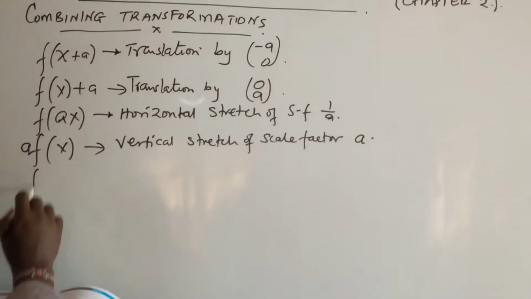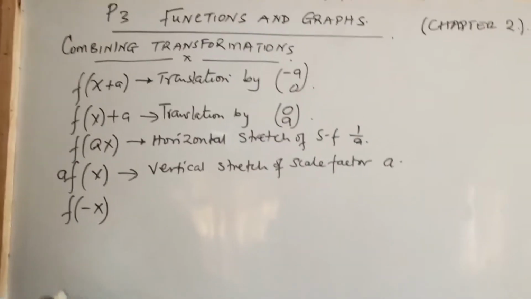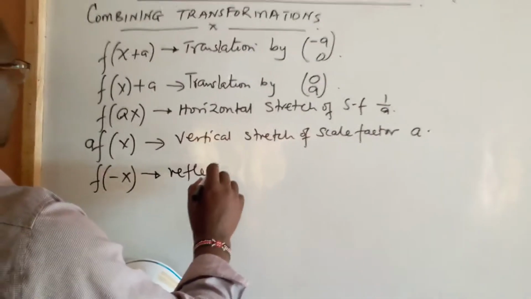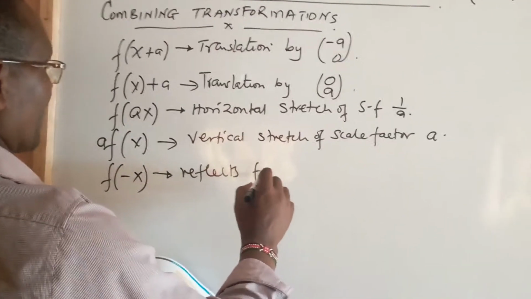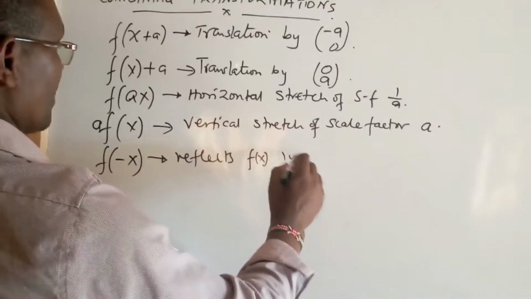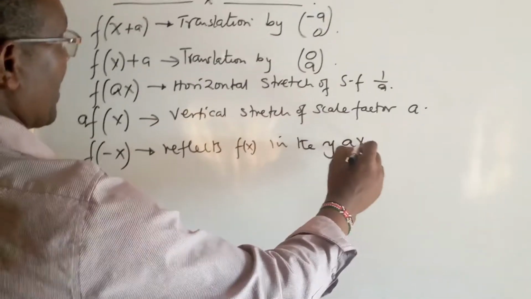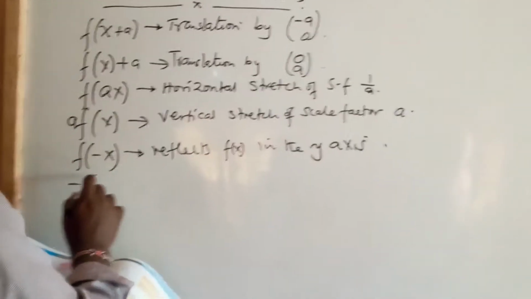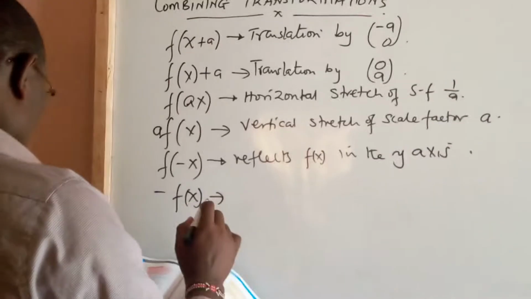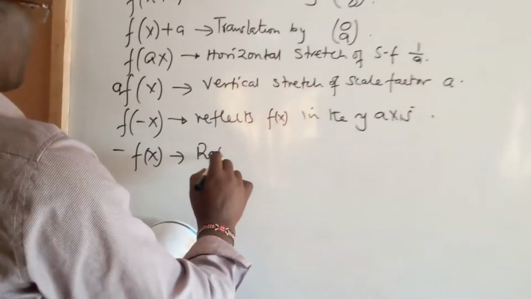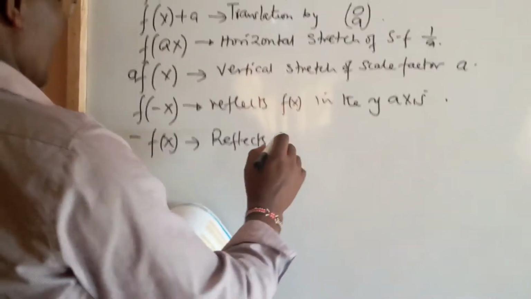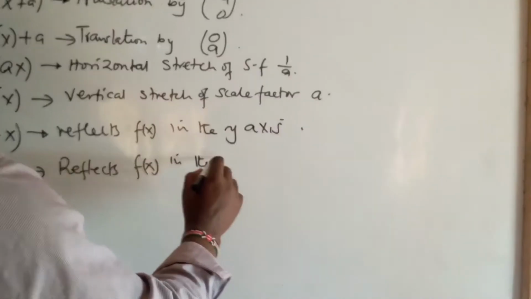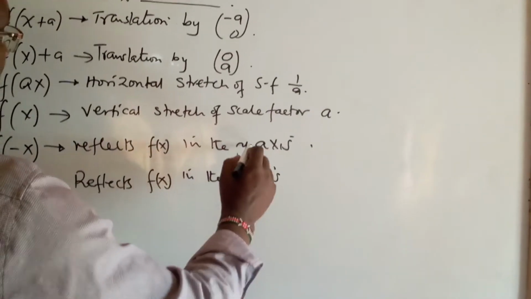Of course, you will see some specific transformations like f of negative x. This one is quite specific because it reflects f of x in the y-axis. And negative function of x, this one again reflects the original function of x in the x-axis.